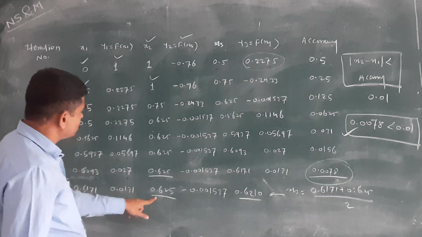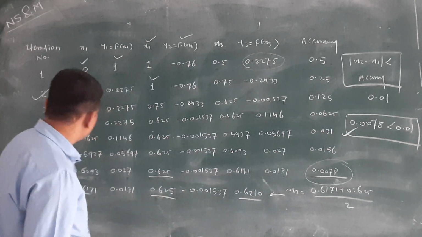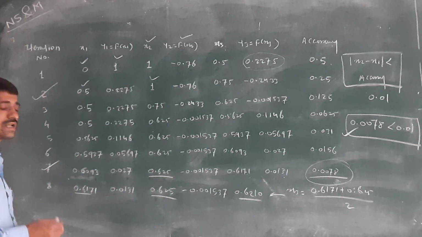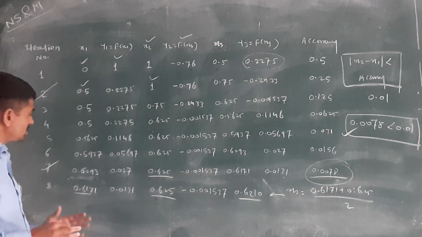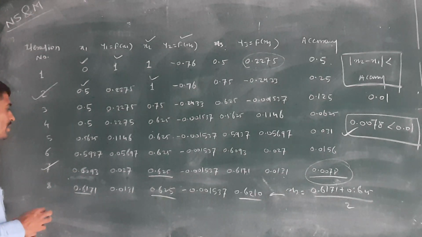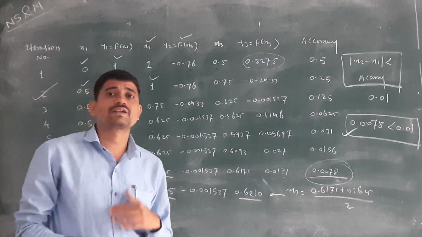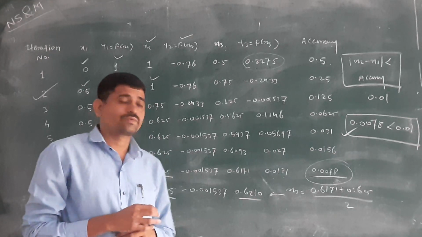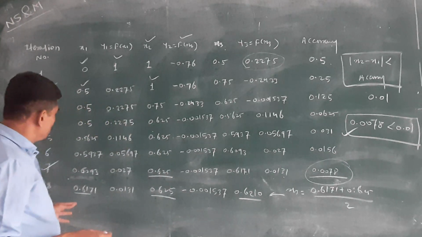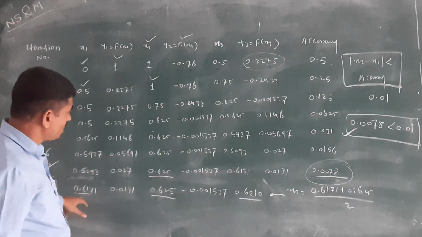0.6171, and the second guess is x2 is equal to 0.625. Okay, in iteration number 8, once you have satisfied this condition in iteration number 7, then you only have to find out the root of the equation in iteration number 8. Then how to find out which value satisfies that condition? Check that. What is x1?